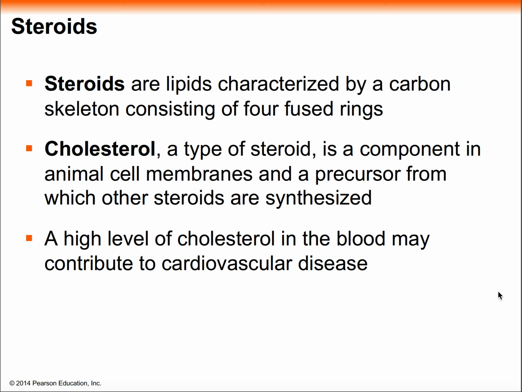Okay, steroids. Steroids have four fused rings. When you see them, they have those aromatic rings, and there are four of them fused together. They are a type of lipid, and the most common is cholesterol. Cholesterol keeps your cell membrane from freezing. It is the most abundant steroid in the human body, so you need to know that. It is also a precursor from which other steroids can be synthesized. In other words, it forms a base and then other steroids can be formed off of it. So cholesterol is really important.